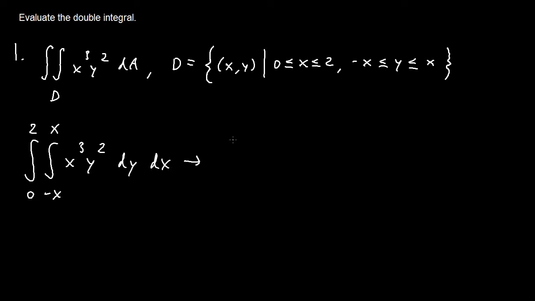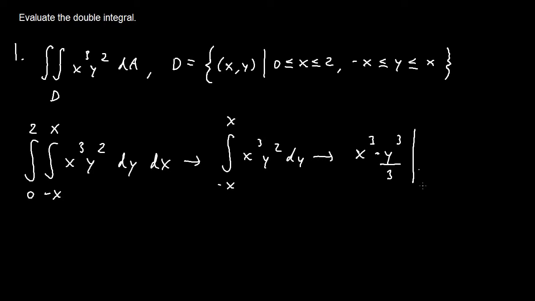So now we can go ahead and solve this. If I rewrite it, the inside integral from negative x to x of x cubed y squared dy, we're going to integrate with respect to y. So this time y is the variable, x is the constant. So the integral is going to be x cubed times the integral of y squared, which is y cubed over 3. So we can go ahead and evaluate that from negative x to x. Now remember, these are y bounds, so we're going to plug them into the y variable.